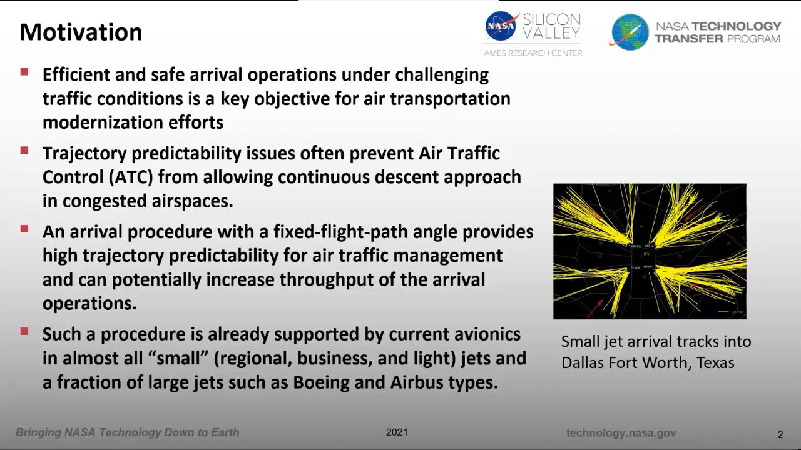And at the time we did this work, we were aware that a number of large jets also had avionics that support such procedures. And it has been a few years, so my knowledge may be a bit outdated. So the picture on the right side shows the tracks of a number of small jet arrivals into Dallas-Fort Worth Airport in Texas. So this is a four-corner kind of arrival pattern that some of you may be quite familiar with. Next.